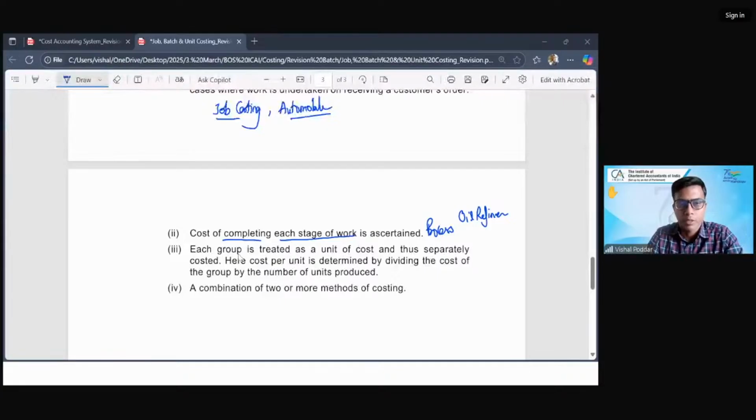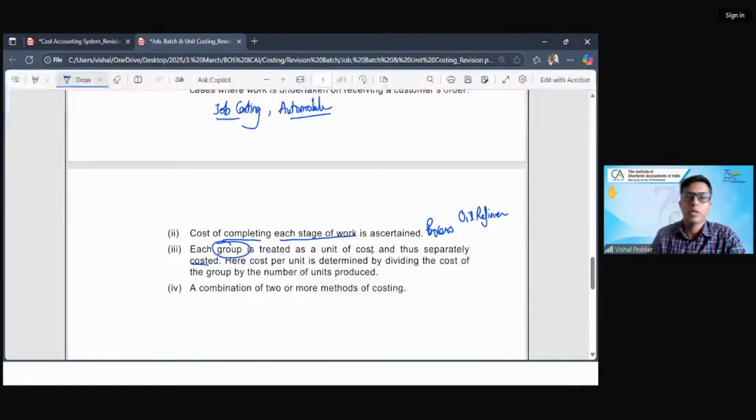Next, each group is treated as unit of cost. So what is now treated as cost? Each group, and thus separately costed. Here, cost per unit is determined by dividing the total cost of the group by the number of units produced. So group here means batches. So you are manufacturing in batches. And yes, again, rightly pointed out by you.